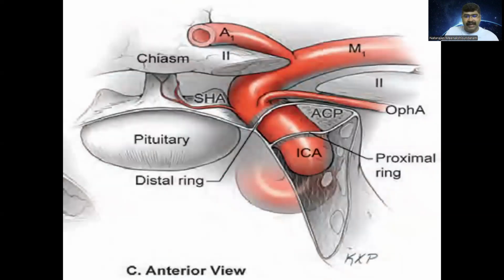So this is an anterior view of the same anatomical orientation. This is the anterior clinoid process, and here comes the ICA. The dural reflection below the anterior clinoid process is the proximal dural ring or the lower dural ring. The dural reflection above the anterior clinoid process is called the distal dural ring or the upper dural ring. And then there is the ophthalmic artery, and medially you have the superior hypophyseal artery, which supplies the pituitary stalk and the optic chiasma.